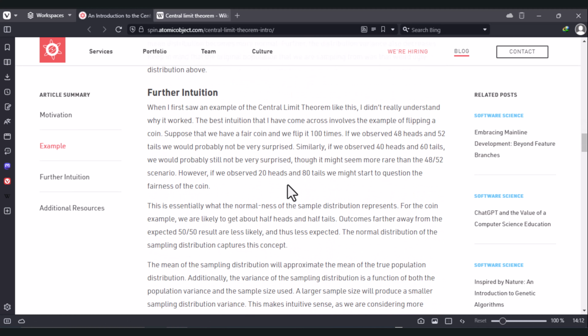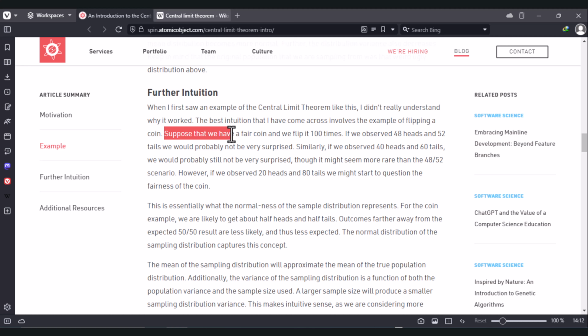So what's further intuition will be going like? When I first saw the example of the central limit theorem, I didn't really understand why it worked. The best intuition that I have come across involves the example of flipping a coin.